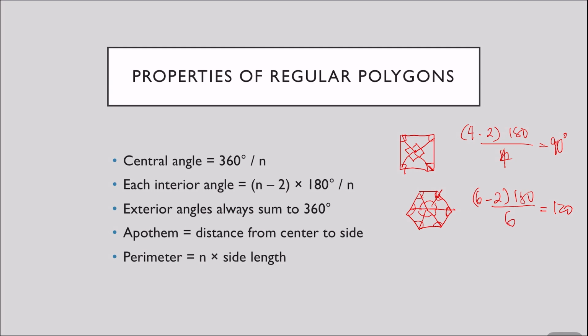Okay, so these are also 120 degrees. Okay? And then, when we go now to your exterior angle, take note that all your exterior angles will always sum up to 360. So how do you get your exterior angles?